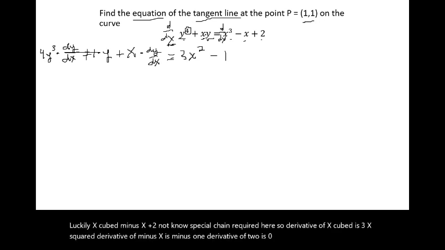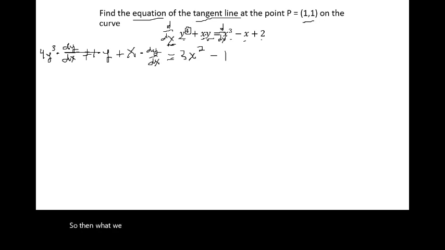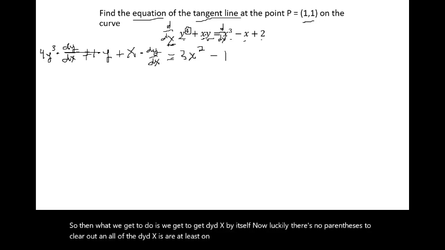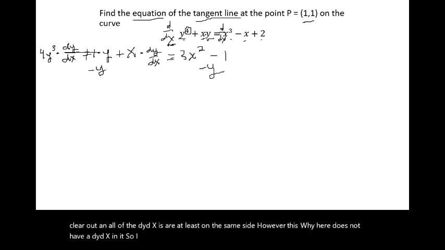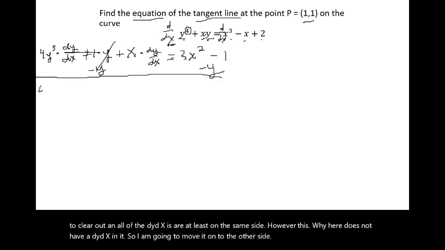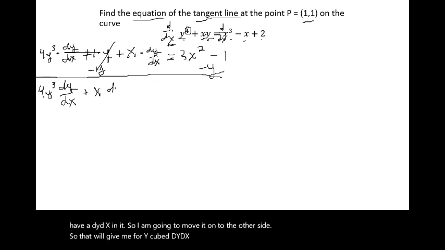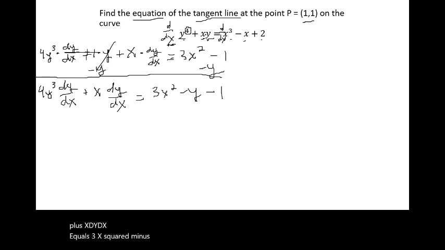So then what we get to do is get dy dx by itself. Now luckily there's no parentheses to clear out and all of the dy dx's are at least on the same side. However, this y here does not have a dy dx in it, so I am going to move it onto the other side. So that will give me 4y cubed dy dx plus x dy dx equals 3x squared minus y minus 1.